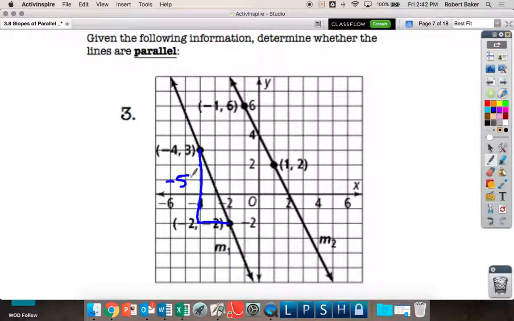1, 2, 3, 4, 5. -5? Yes. 1, 2. -5/2. 1, 2, 3, 4. 1, 2. Are they parallel? No. The answer to this question is no.